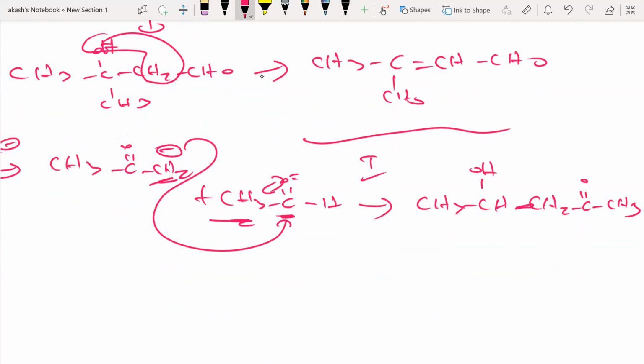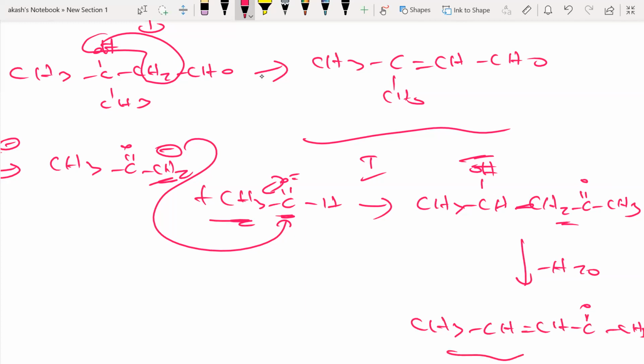Okay, then what I have to do? I have to remove OH from this, H from this, minus H2O, to form CH3, CH double bond CH, C double bond O, CH3. This is your cross-aldol product number 2.